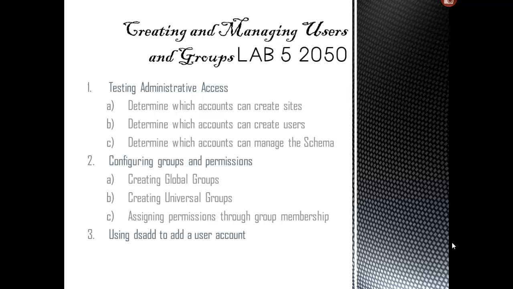This is Lab5 2050. First, we're going to be testing the administrative access on 3 different accounts. We're going to determine which accounts can create sites, then which accounts can create users, and then which accounts can manage the schema. Second, we're going to be configuring groups and permissions. We're going to look at creating global groups, then universal groups, and finally assigning permissions through group membership. Finally today we're going to be using DS-ADD to add a user account. So let's begin.